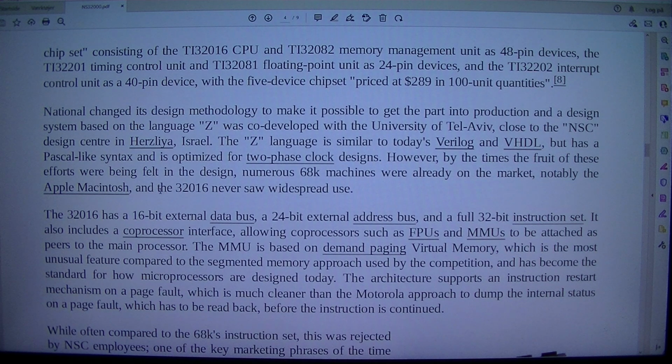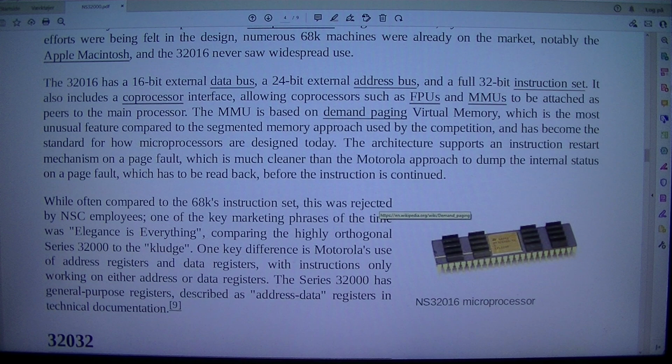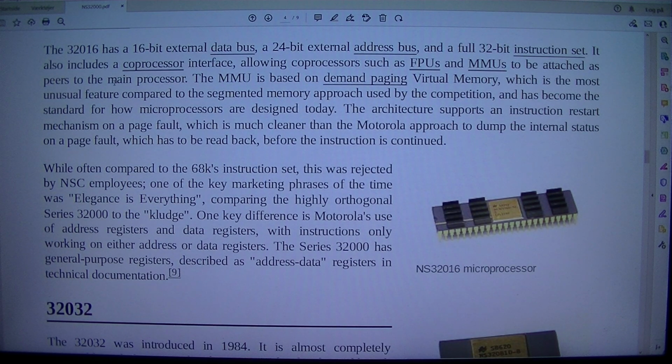Efforts were being felt in the design. Numerous 68K machines were already on the market, notably the Apple Macintosh, and the 32016 never saw widespread use. The 32016 has a 16-bit external data bus, a 24-bit external address bus, and a full 32-bit instruction set.